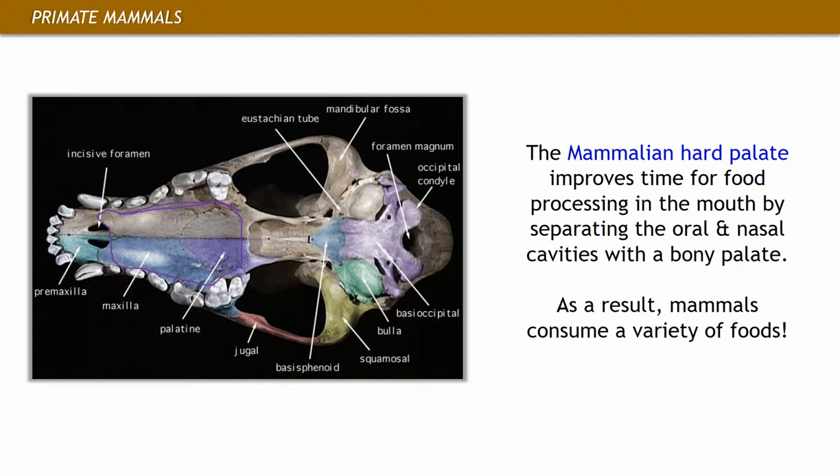And it's made up of several bones, and this allows you to chew your food. It also keeps you from sticking your tongue up and through your nose. The mammalian hard palate improves time for food processing in the mouth by separating the oral and nasal cavities with a bony palate. As a result, mammals consume a variety of foods. If we didn't have that separation, we would have to swallow our food whole, just like a crocodilian.